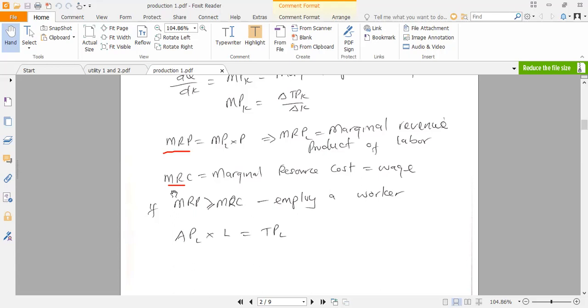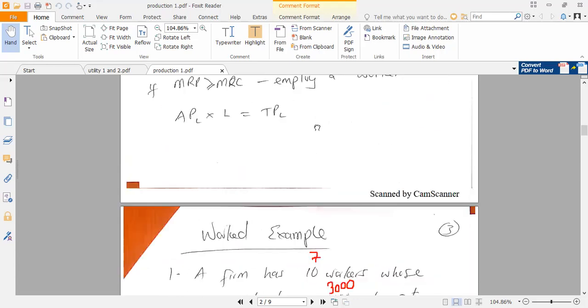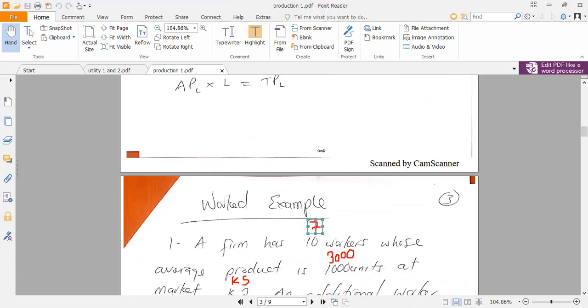Whenever you're employing any capital, whether labor or machinery, you're only getting a marginal benefit if your marginal revenue product is more than the marginal resource cost. When you multiply the average product of labor times the labor units, we get the total product of labor. We're going to look at an example again.